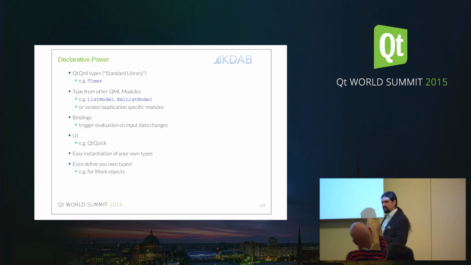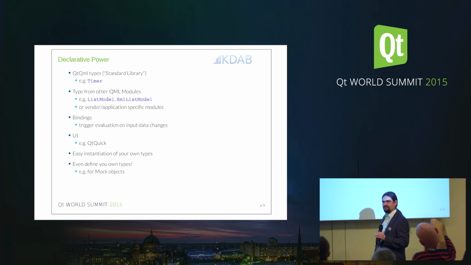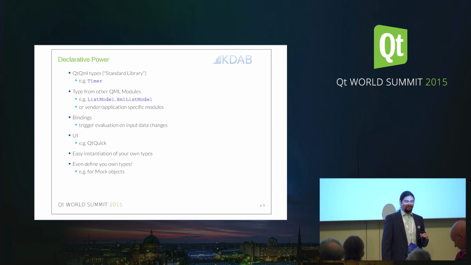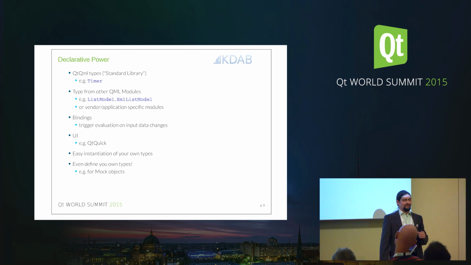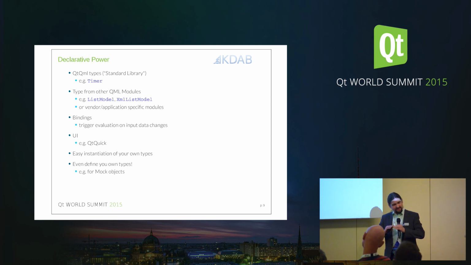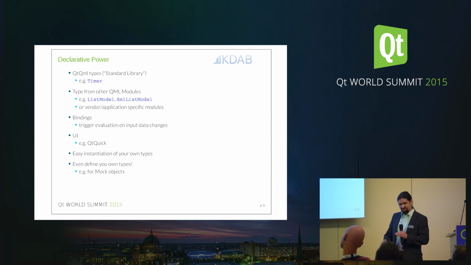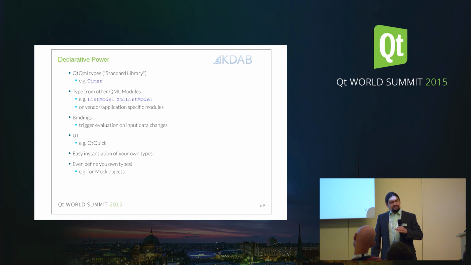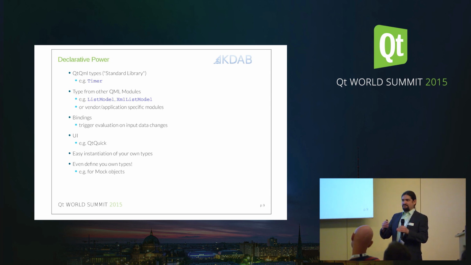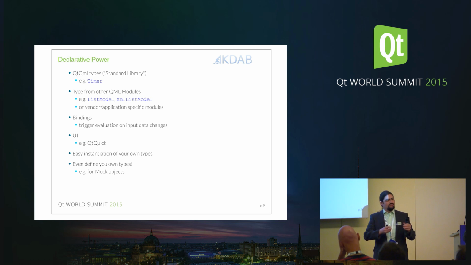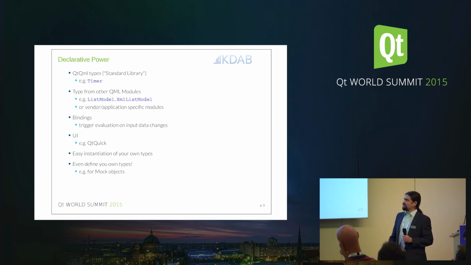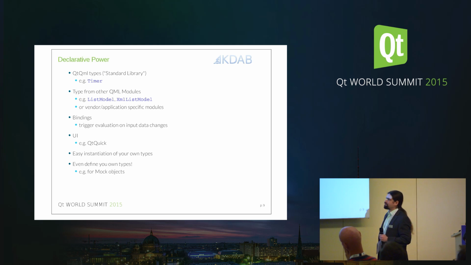Bindings. QML is all about properties and bindings on properties. If you haven't had a look at QML yet, this is basically the most important thing about QML: bindings on properties. You have objects, objects export properties, and then you have expressions that depend on several properties and calculate values of new properties. I also have an example for that.